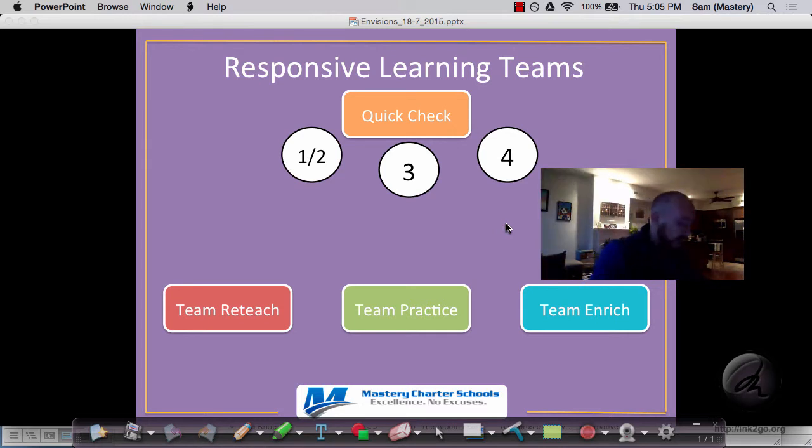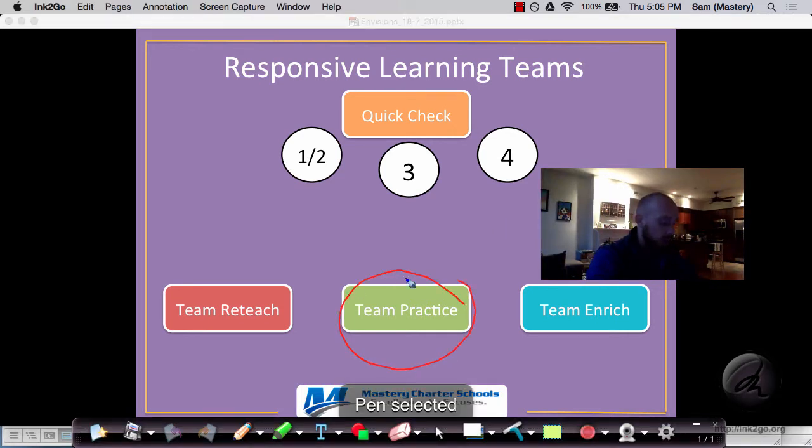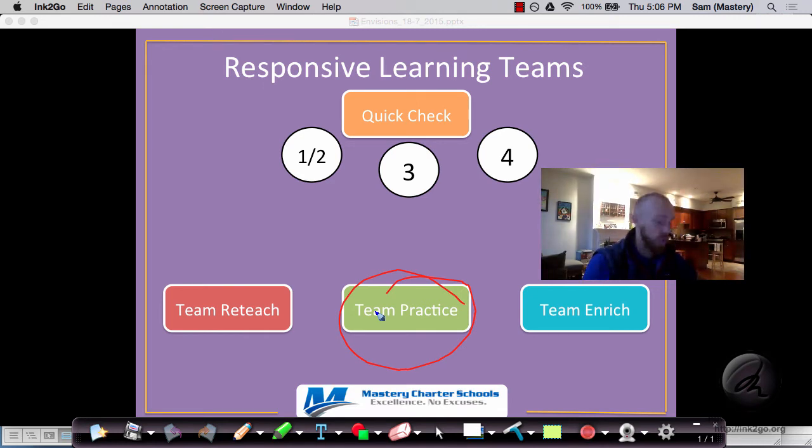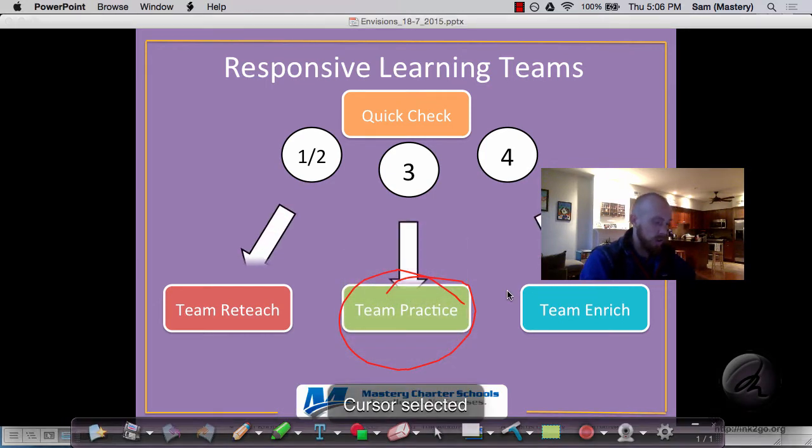team practice work. Either way, you're here because you are working on team practice, which means you're just getting some more practice with a skill that you want to get better at. Congratulations, welcome to have you here. All right, let's get to it.